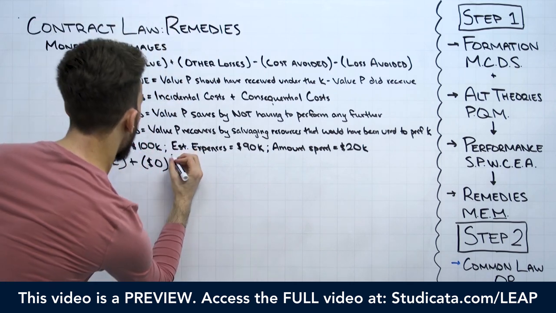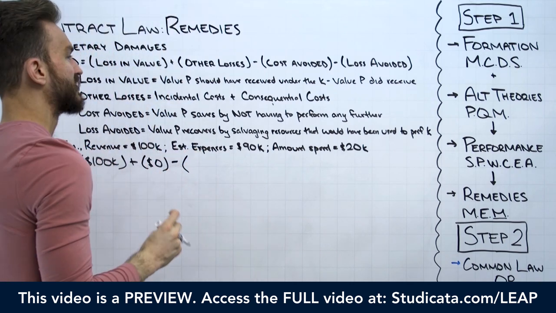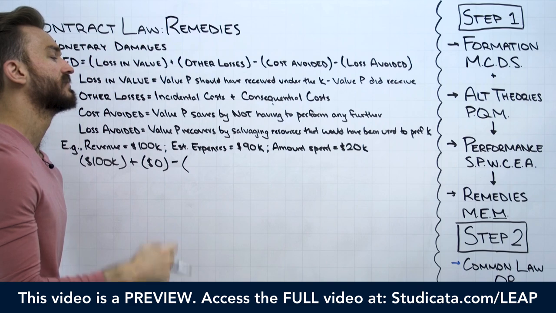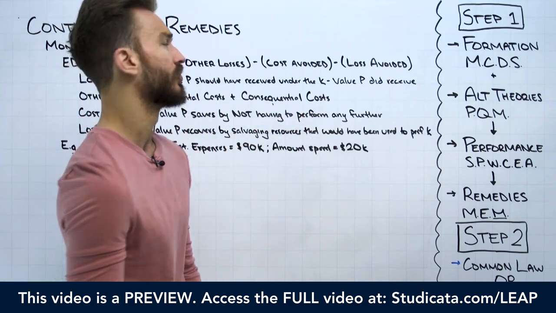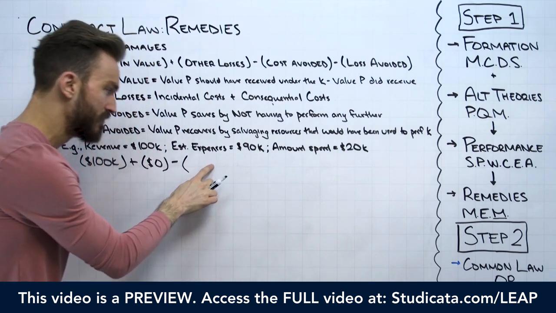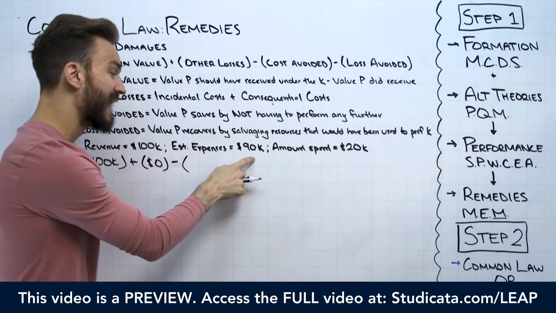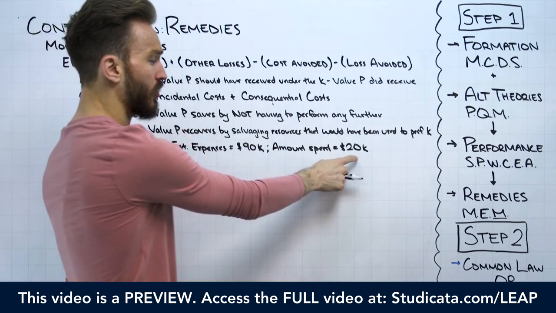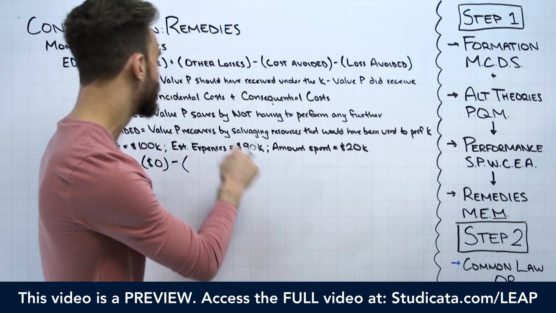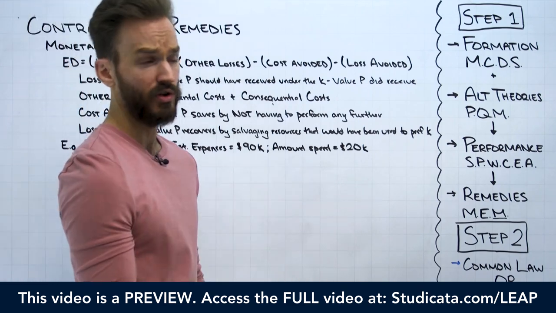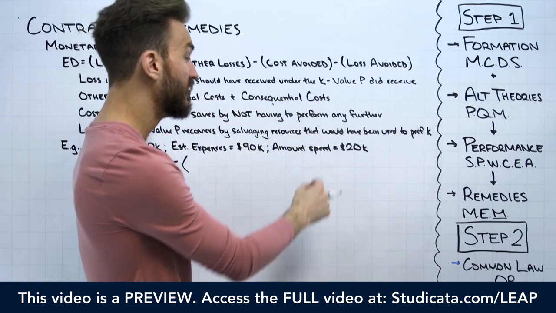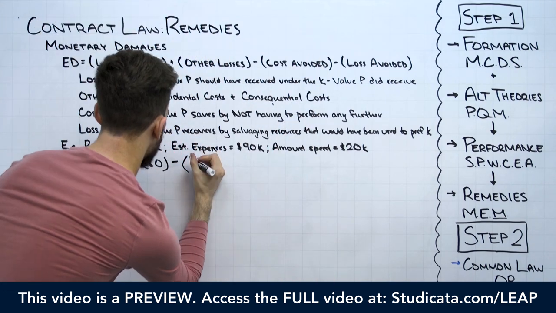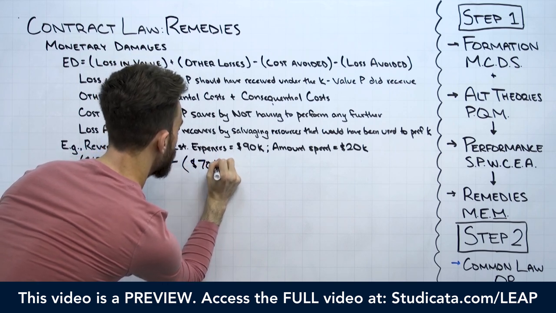Then we have the cost avoided. Sometimes this is where I see some mistakes happen, but it's pretty easy. If we're thinking about the value that the plaintiff saves by not having to perform any further, what's that number going to be? He estimated he was going to have to spend a total of $90,000. Thus far, he spent $10,000 on labor and $10,000 on materials, for a total of $20,000. So he saves $70,000 by not having to perform any further. When he gets sued for breach of contract, he gets to stop, and he's only spent $20,000 out of the $90,000. So his cost avoided here is $70,000. We can put in 70K.